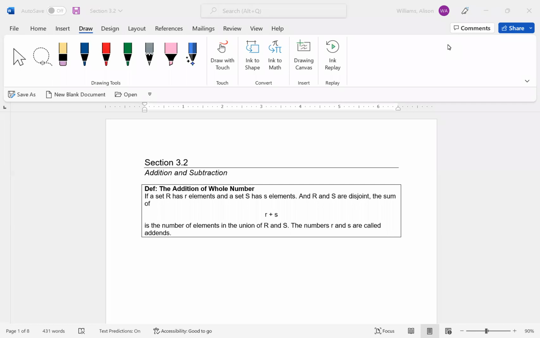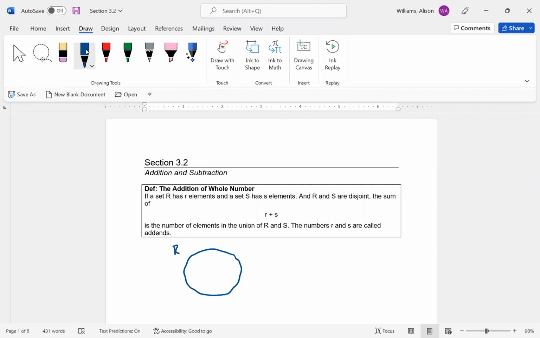Okay, so if a set R has r elements, so remember a set is just a collection of objects, and r elements would be how many members there are in that set. So here, let me just do a little drawing. Let's say this is the set R, and then they also refer to a set S, and they tell us that they're disjoint. Okay, so let's say that the members of R look like this. And then the members of S, let's say they look like this. Little squares. So X's and squares.